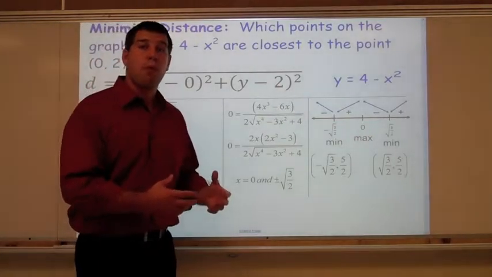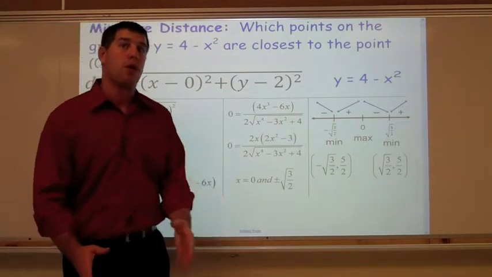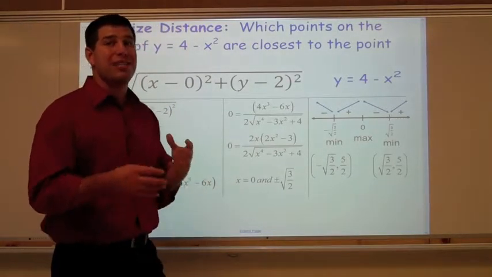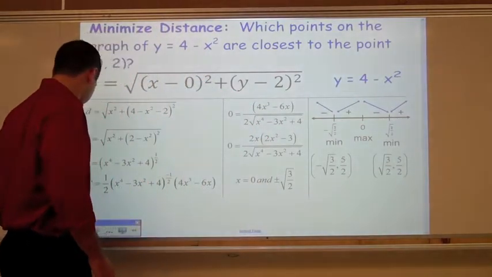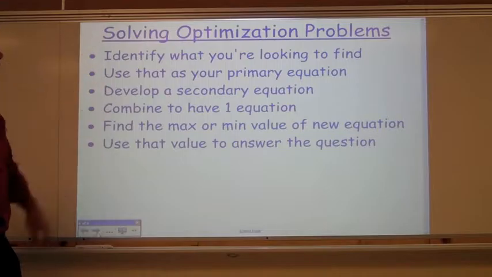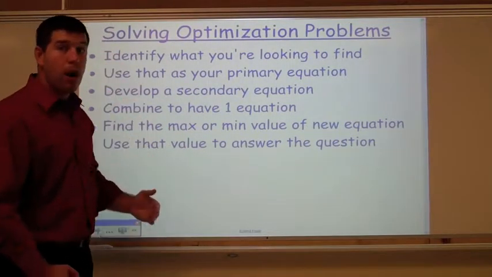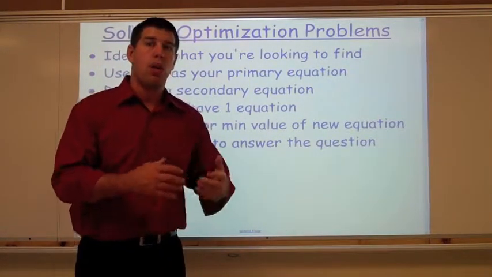I went through this problem quick because the important part's not finding the derivative and finding the max and min. We've learned that all through Chapter 2 and Chapter 3. The important part is understanding how to relate this to these optimization problems. So here's a little bit of a set of guidelines for you. Identify what you're looking to find. What are you trying to maximize or minimize? What are you trying to optimize?